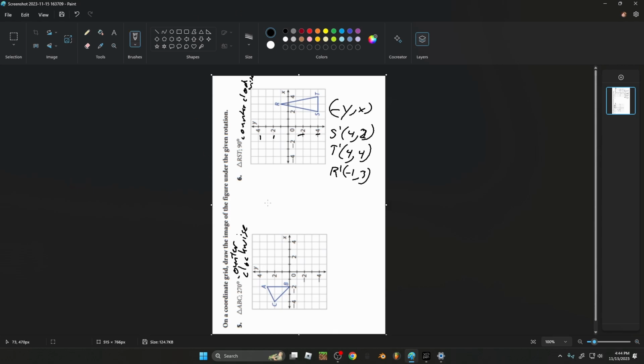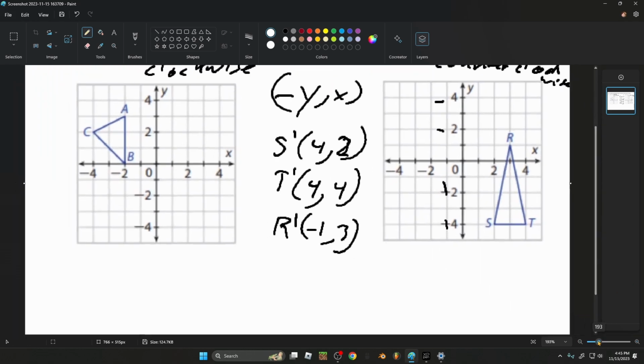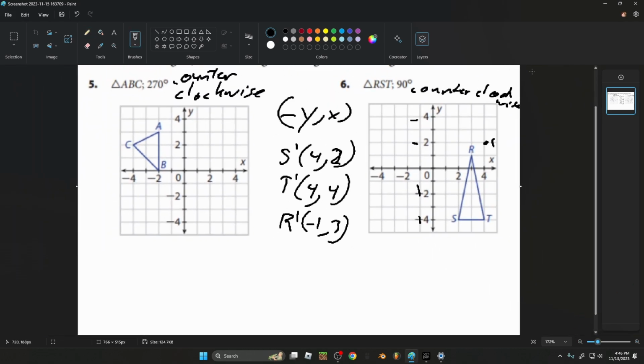Now let's compare it. We have these values, we just plug them in. S prime is 4, 2. T prime is 4, 4. And R prime is negative 1, 3. I know it does not look like a 90 degree counterclockwise rotation, but trust me, it is. It definitely is. You could go back, you could flip it, you could do whatever.